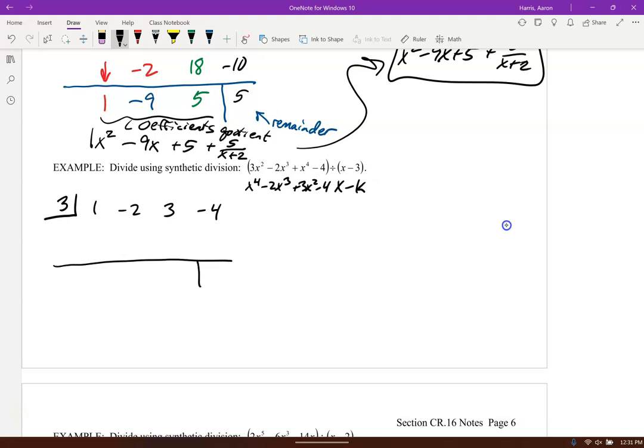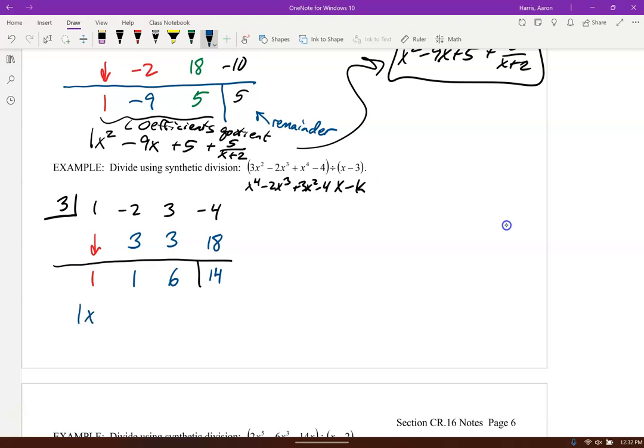Follow me? Yeah, that caught me right there. Again, drop the 1 down. It's the first step. Now we go 1 times 3 gives us 3, and I put it right there. Negative 2 plus 3 is 1. 1 times 3 is 3, plus 3 is 6, times 3. Negative 4 plus 18. Remember, that little box right there is your remainder. That's why I like to separate that right there. These are the coefficients of our quotient.